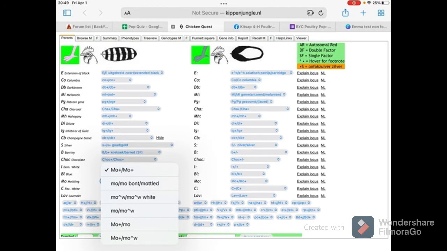Next we have mottling. It basically gives you white tips on the feathers and gives you kind of a weird white splotchy pattern. It's a recessive gene.